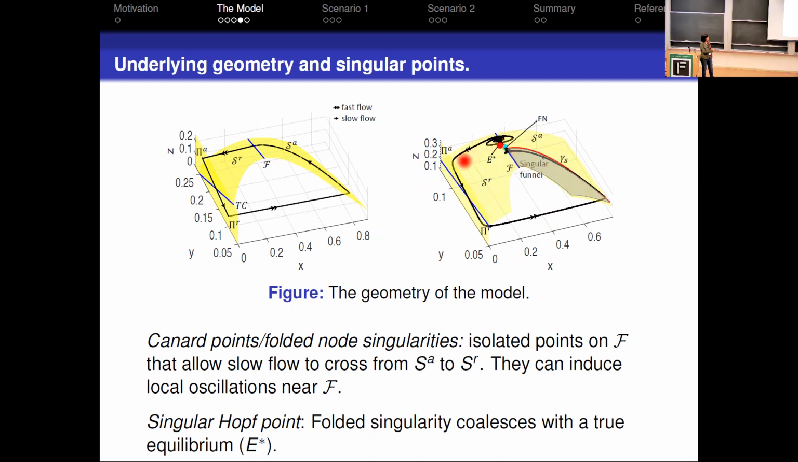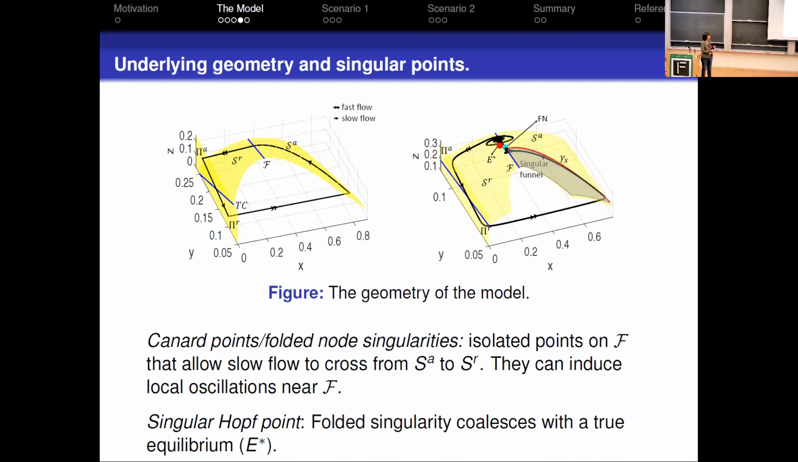And then furthermore, if we have the equilibrium point, which I'm denoting by E star, that lies in the vicinity of the fold curve, and if it happens to cross the fold curve and merge with this folded singularity in the singular limit, then such a point is called a singular Hopf point. So in the full system, at an epsilon distance away from the singular Hopf point, the system would undergo a Hopf bifurcation, and we call that a singular Hopf bifurcation, as it is characterized by the singular nature of the imaginary parts of the eigenvalues. In other words, the imaginary parts of the eigenvalues would go to infinity as epsilon goes to 0.